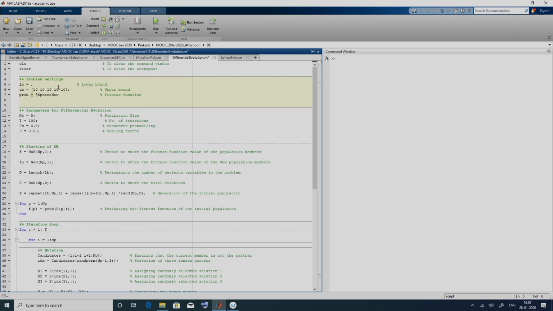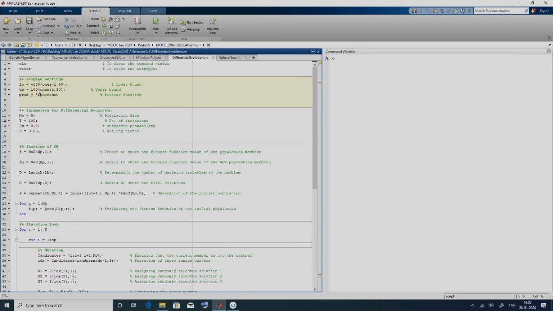What we will do is we will say that the lower bound is minus 100 times ones of 1 comma, let us say I have 50 variables. So, 1 row 50 columns, lower bound will give 50 times minus 100. Same thing I can copy it over here and let us say the upper bound is 100. We are not changing the objective function, just the lower and upper bound.